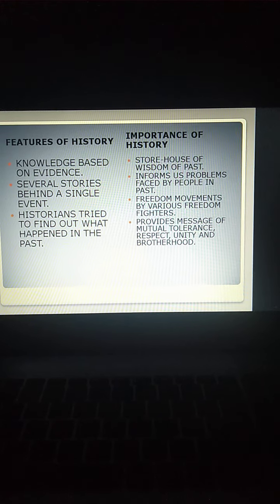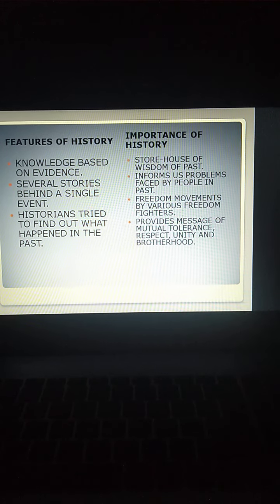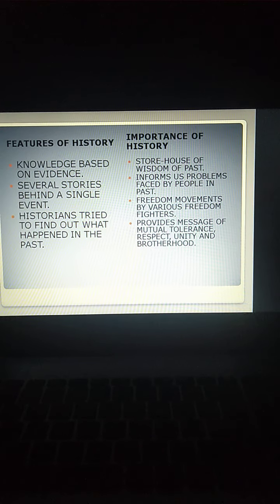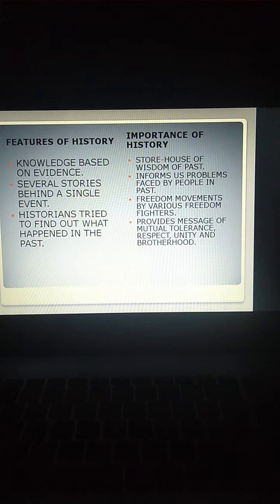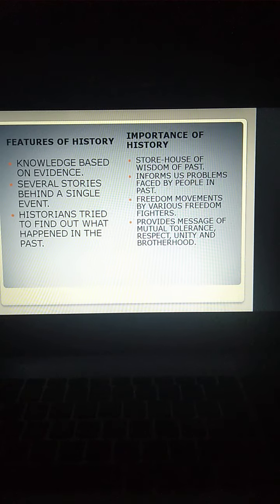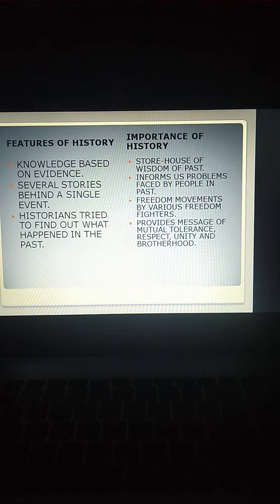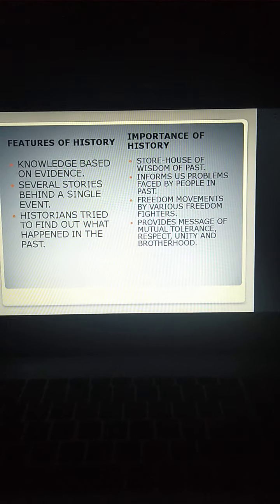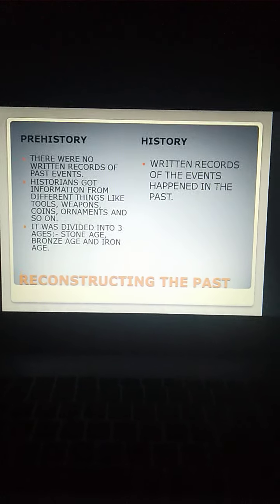It also tells us about the various freedom movements by various freedom fighters. Like in India, we have the freedom movements against the Britishers by Mahatma Gandhi, Jawaharlal Nehru, Subhash Chandra Bose, and so on. It also provides us the message of mutual tolerance, respect, unity, and brotherhood.